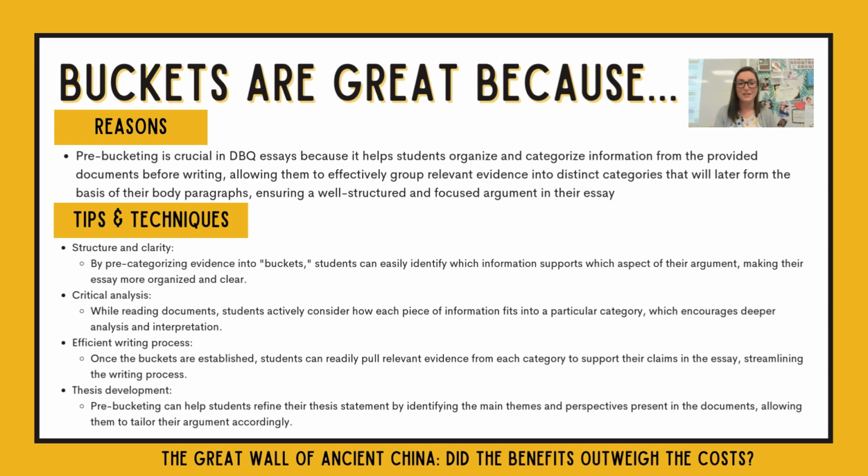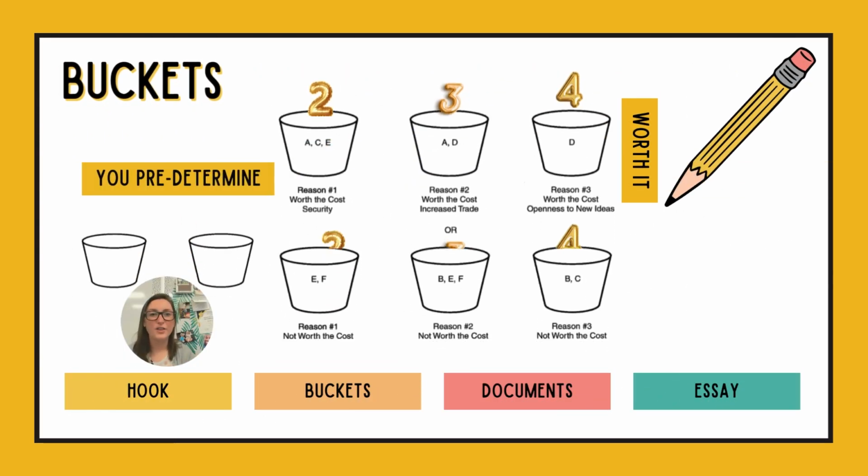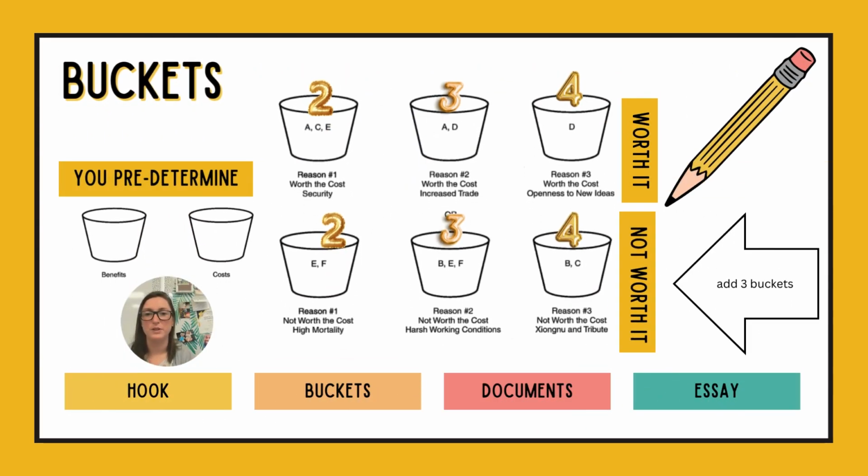You're pre-writing your essay. On the front, you are going to predetermine which ones you think are benefits and which ones you think are costs. So you're going to do that yourself. I have pre-given you the worth it buckets and the not worth it buckets. There are 3 reasons for each. It means that you have 3 middle paragraphs arguing.